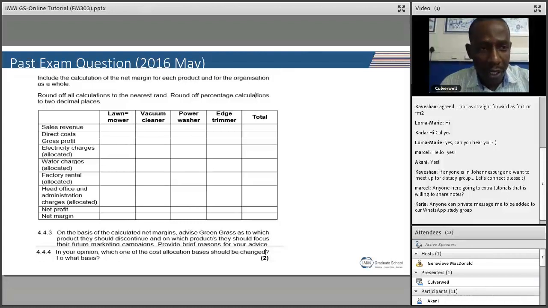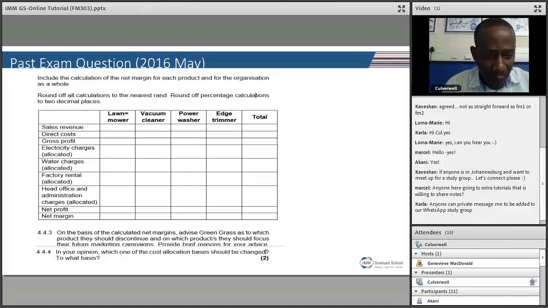So we're going to do a net margin calculation. Round off all calculations to the nearest rand. So it is important also to pay attention to such instructions. Round off percentage calculations to 2 decimal places. I'll read that instruction again: round off all calculations to the nearest rand, and also round off percentage calculations to 2 decimal places. Let's say they didn't give you this instruction, you always round figures to 2 decimal places in financial management. So when it comes to rand amounts, we're going to round to the nearest rand. No decimals, no cents. But percentages, we're going to round to 2 decimal places.